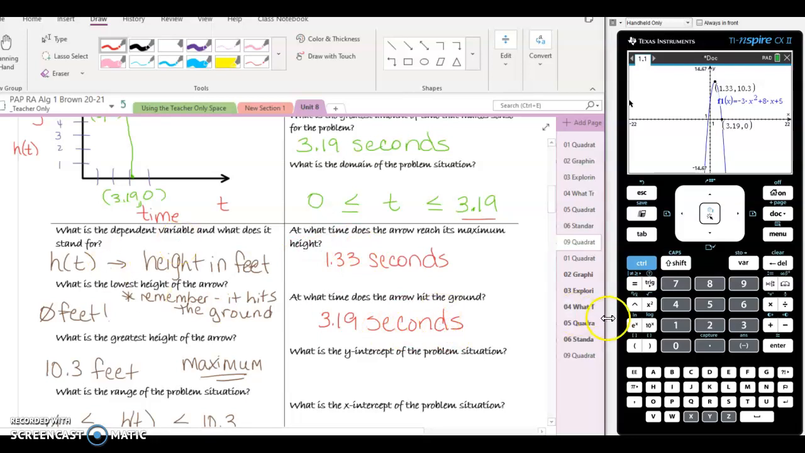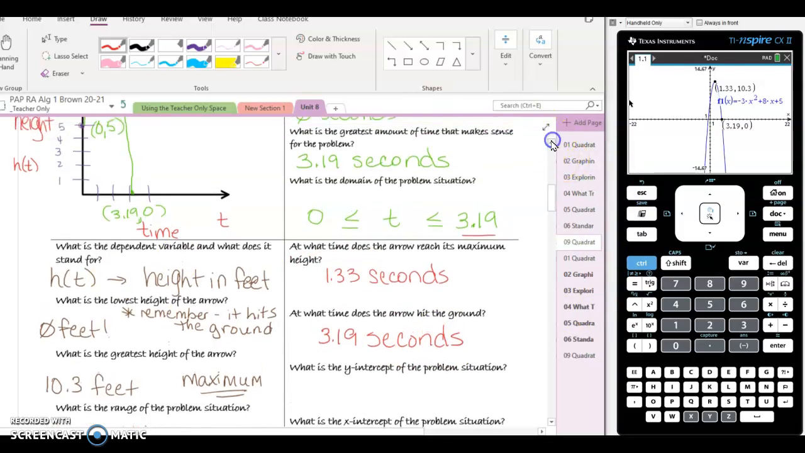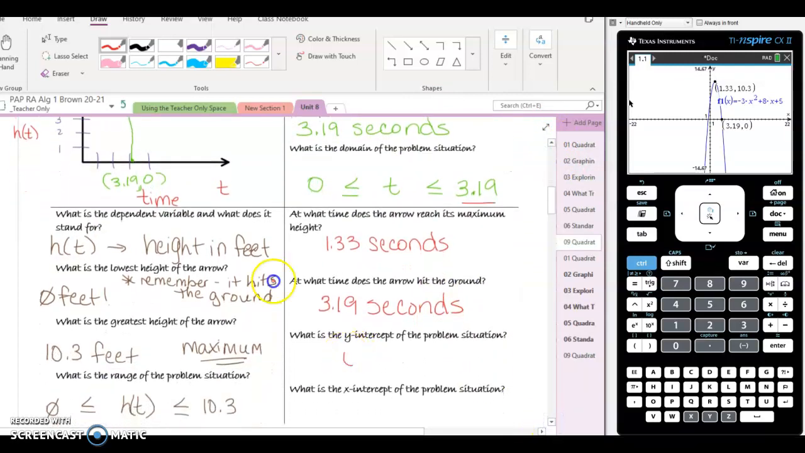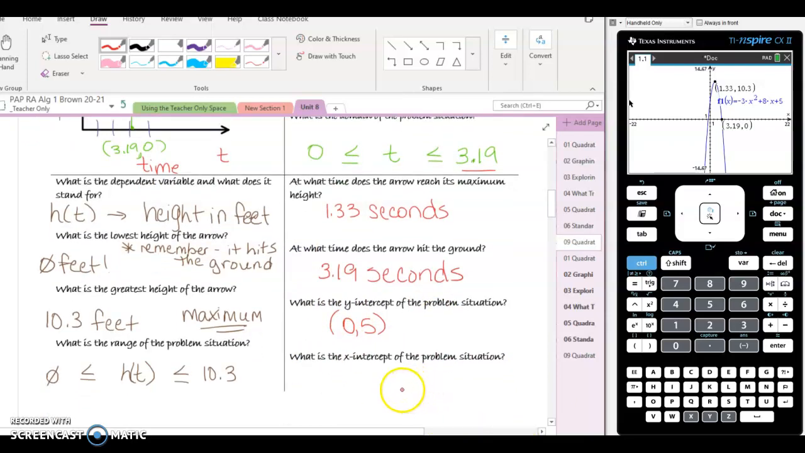And then we want to know what the y-intercept of the graph was. Well, we found that early on. It was 0.5, wasn't it? Absolutely. And that's because the arrow was 5 feet off the ground. That's where it started, right? And then the x-intercept of the problem solution was where it hit the ground, 3.19, 0. That is at 3.19 seconds.